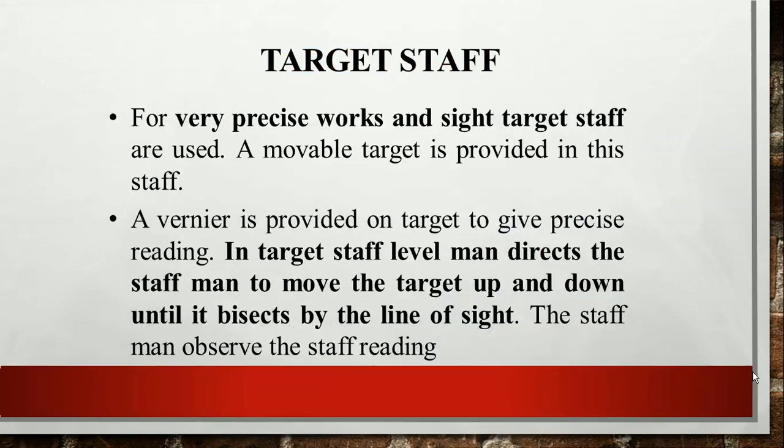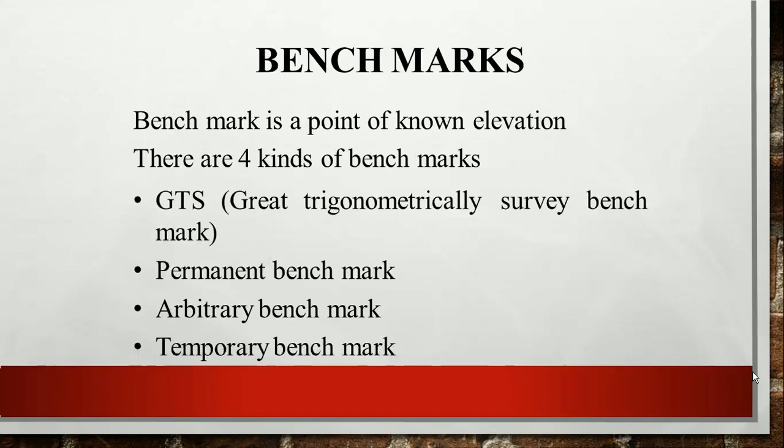Now the next type is target staff. For very precise work and long sights, target staff is used. A movable target is provided on the staff. A vernier is provided on the target to give a precise reading. In target staff, the level man directs the staff man to move the target up and down until it is bisected by the line of sight. The staff man observes the staff reading. So it is used when very precise work is to be carried out.